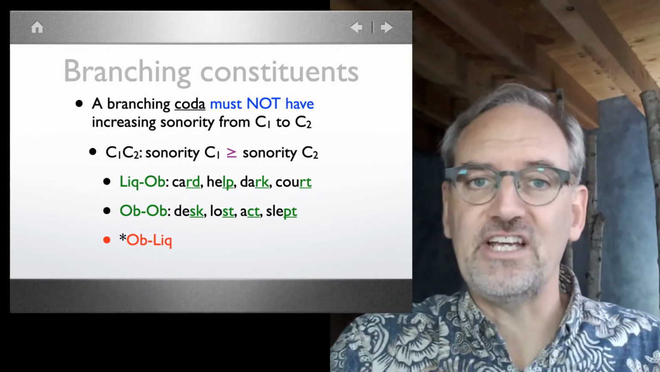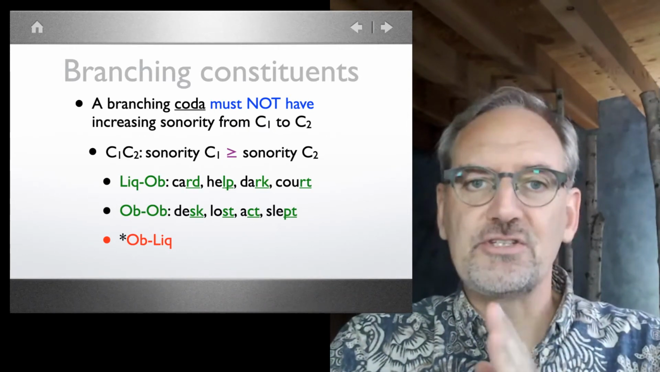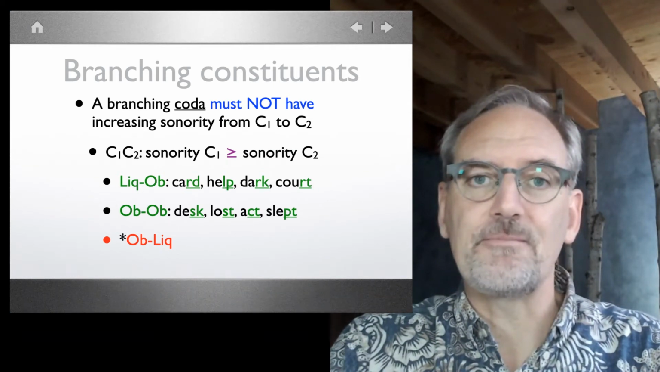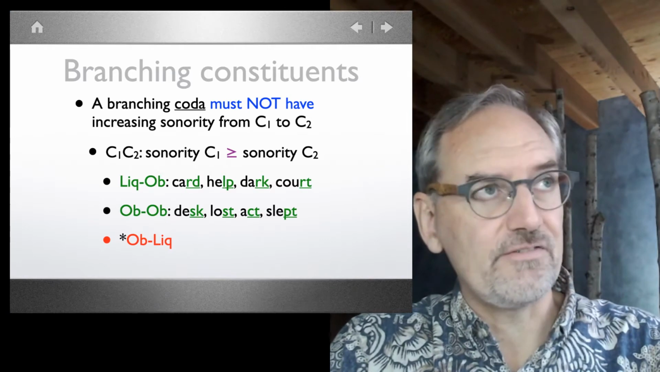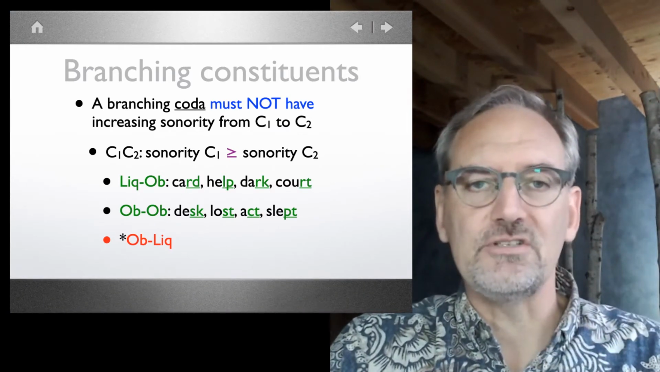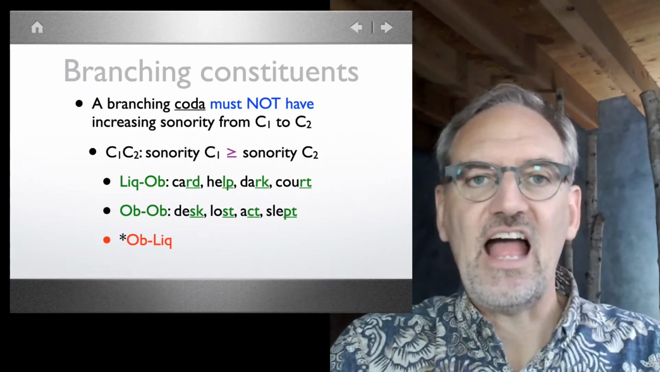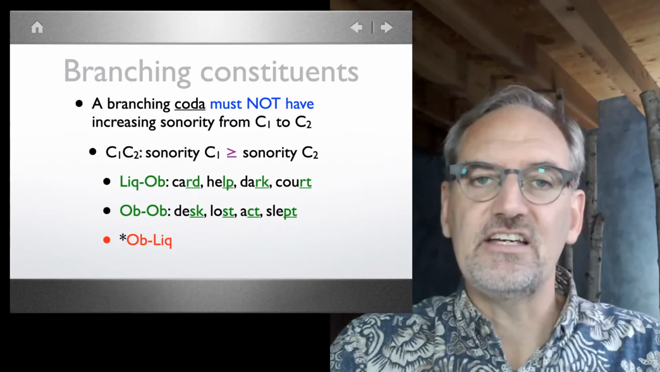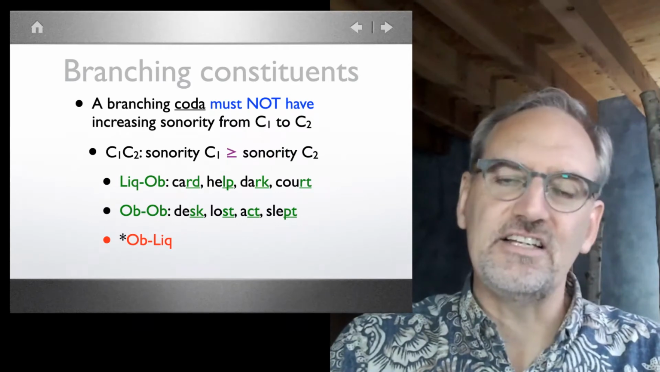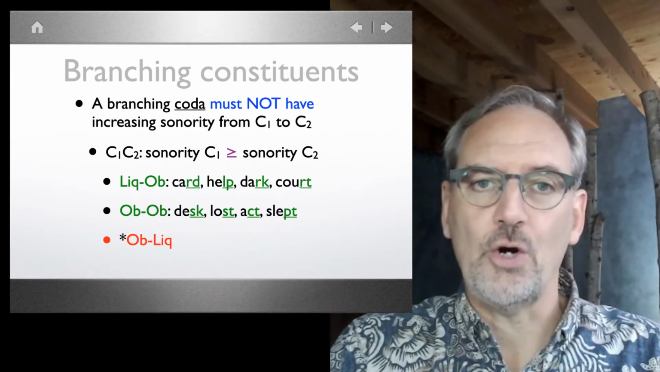Now we have words in English that have an obstruent followed by a liquid, but the two segments are always in different syllables, right? Well, they're either in a branching onset or they're in different syllables. So for example, the word atlas, the T is in the first syllable, it's the coda of the first syllable, and the L is in the onset of the second syllable. It can't be a branching coda.